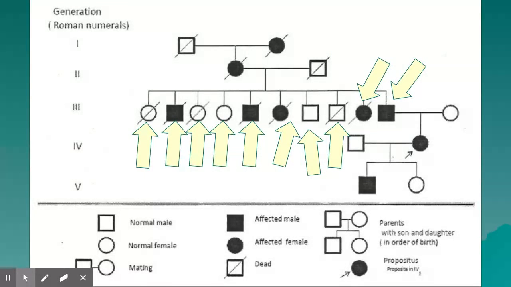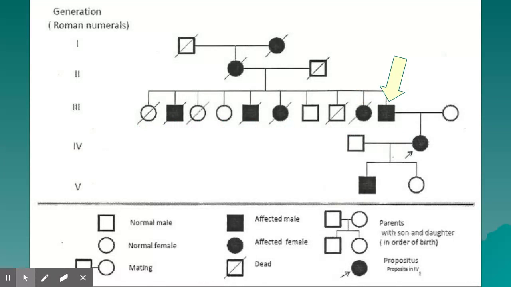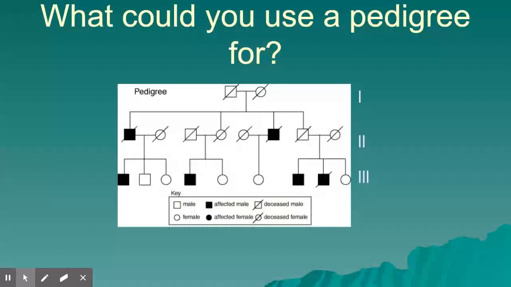If you're following along, you'll see that only one of the children ended up meeting someone and carrying on the family tree of genetics. So you get the gist of the pedigree chart, but now I bet you're wondering, what could this be used for?